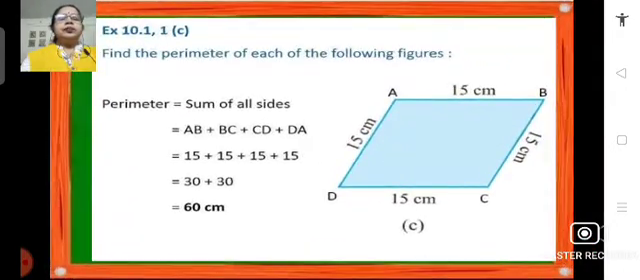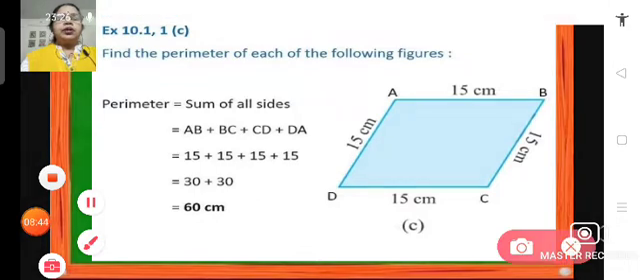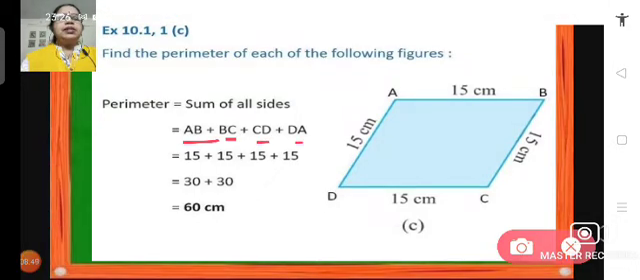Now, here we have a quadrilateral. All the sides of this quadrilateral are equal. So we have to find out the perimeter of this quadrilateral. So what is the perimeter? It will be AB plus BC plus CD plus DA.